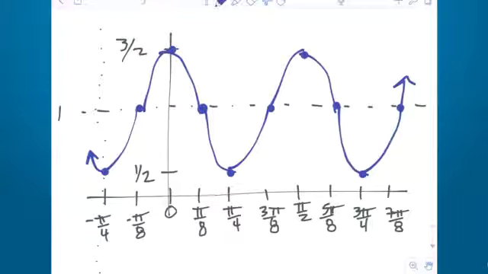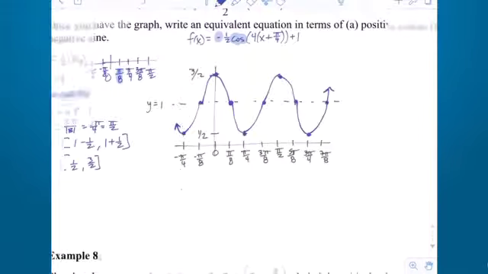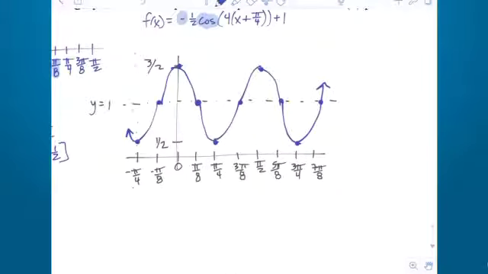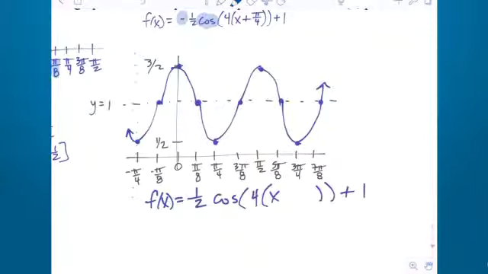All right, so now the real thing that's important is to be able to write equations in terms of the trig functions. We generated that as a negative cosine, but I can write it as a positive cosine. So now my amplitude will be positive 1/2 cosine 4 parentheses x plus or minus something plus 1. Again, the only difference, aside from the sign of the amplitude, is the phase shift.